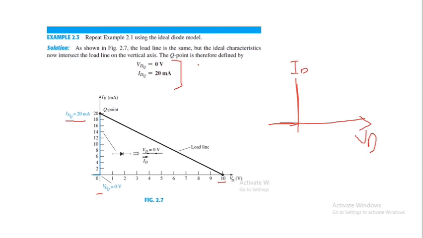Previously VDQ was 0.78 on the exact curve and IDQ was 18.5 milliampere. So of course the values are quite different, but again as I said, this will depend on the accuracy needed. And one thing you must note is that the ideal curve is very simple to plot. Just along these axes we need to draw this ideal characteristic of the ideal diode.